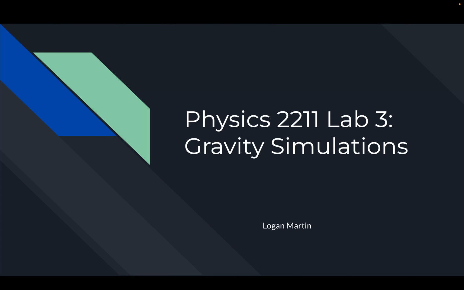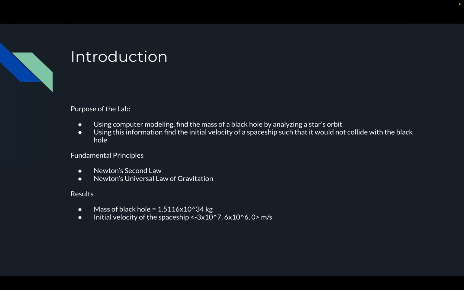Alright, this is going to be my lab report for Lab 3 of Physics 2211. The purpose of this lab is using computer models. We are going to find the mass of a black hole by analyzing a star's orbit, and then using that mass of that black hole, we are going to compute the velocity of a spaceship that would be necessary for said spaceship to avoid colliding with the black hole.